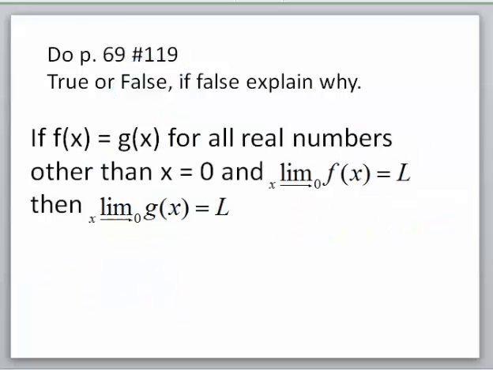This next one is an actual theorem. If you ever read this: if f of x equals g of x for all real numbers other than x equals 0, and the limit as x approaches 0 of f of x is equal to L, then the limit as x approaches 0 of g of x is also L. This is definitely true. This is a theorem. It's theorem 1.7 in your book. However, the theorem name is functions that agree at all but one point. I just need you to know that that type of statement is true.